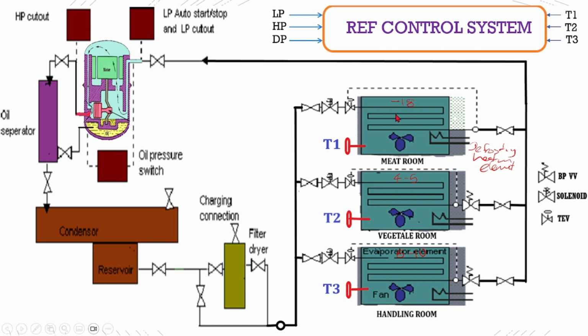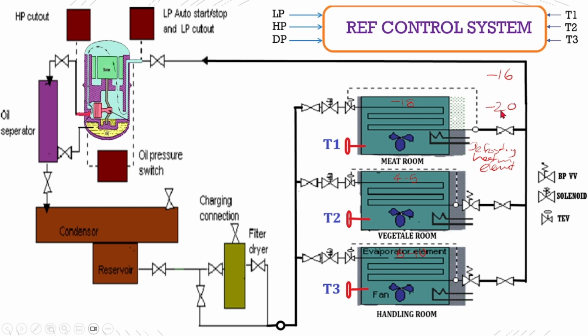Let's say you have to maintain this room temperature at -18, so the compressor or the system has to maintain the temperature between minus 16 and minus 20. So the average of minus 18 will be maintained. The system should cut in when the temperature rises to minus 16, and it should cut out when the temperature is lowered to minus 20.